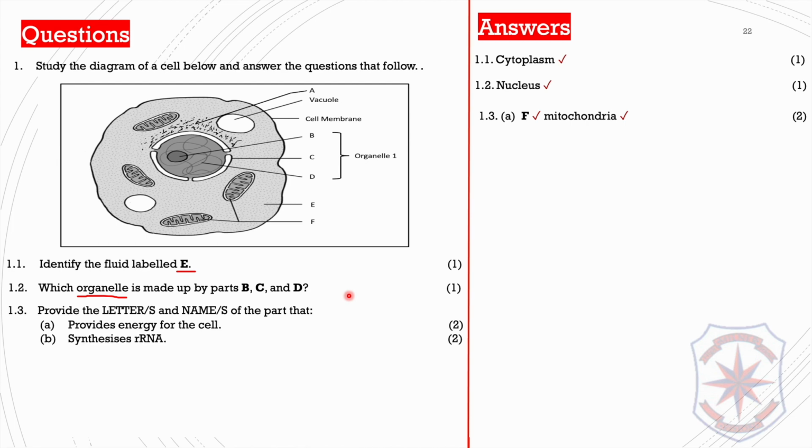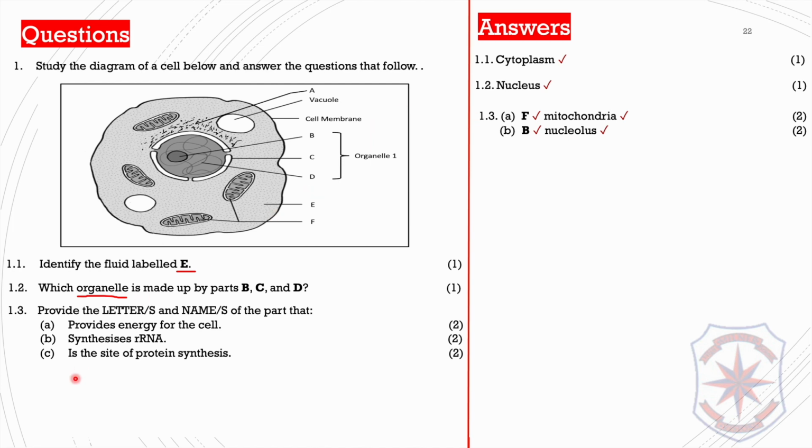Sub-question B. Synthesizes rRNA, ribosomal RNA. Okay, the mark allocation is 2, therefore it's going to be 1 mark for the letter and 1 mark for the name. So rRNA is manufactured by B, the nucleolus, not the nucleus, B, the nucleolus. Let's see if that's the correct answer. Definitely is. B, 1 mark. Nucleolus, 1 mark. Please mind the spelling.